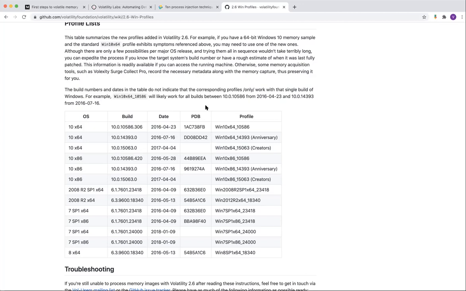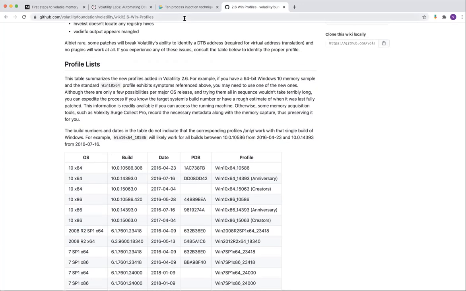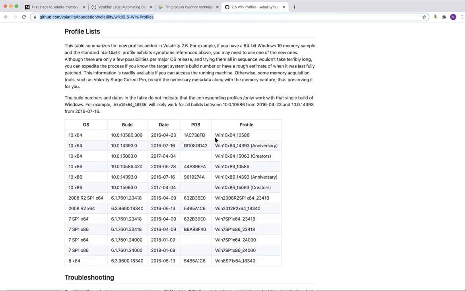Okay. So you got this information from the Volatility profiles, is it? Yes, I'll just quickly save that. Okay. So this is the official GitHub page of Volatility. They have also open sourced the code. So from there, you can just visit and get all the profiles that they are supporting.